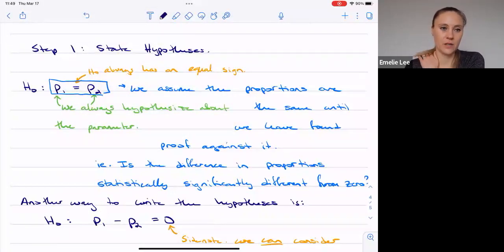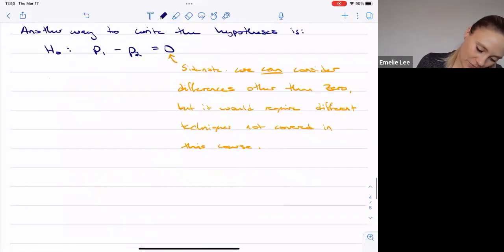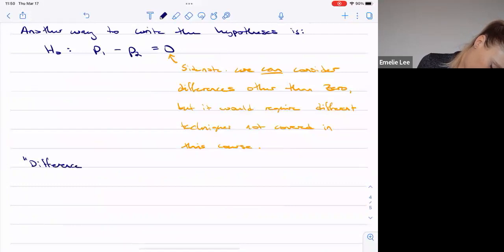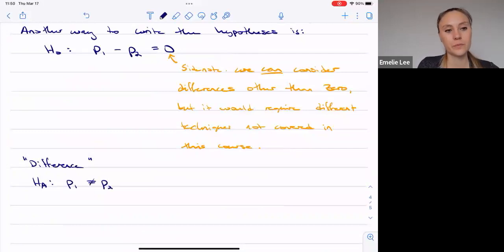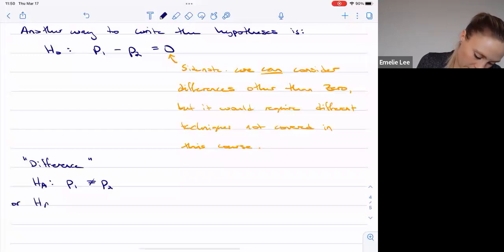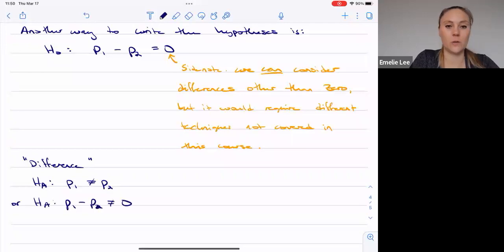Okay. So what about our alternative hypothesis? If we want to know if there's a difference between P1 and P2, then that's easy enough. If I want to know if there's a difference, then my alternative hypothesis is that P1 is not equal to P2, right? Or P1 minus P2 is not equal to 0. That's like the easiest version.